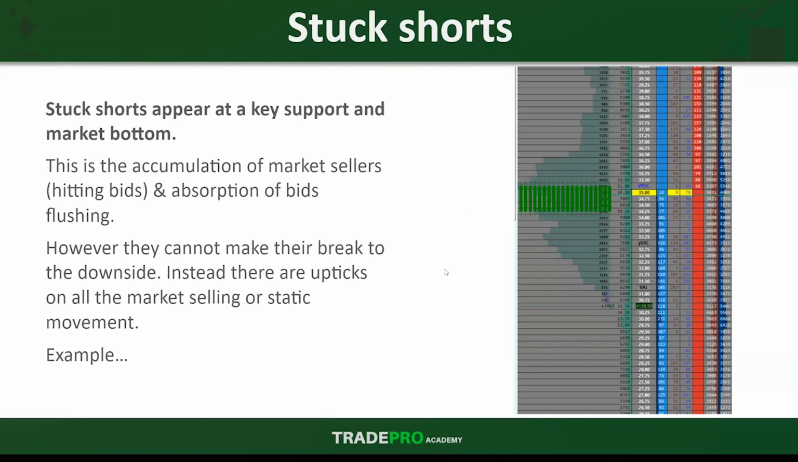So stuck shorts, quite the opposite of this move. It's sellers that are getting accumulated and absorbed at the bottom, right? Meaning that there's large orders that are coming in on the red side here at these lows at an expected low, and they either uptick, stay stagnant, right? And maybe more bids are getting thrown at them, which causes this number to largely increase.